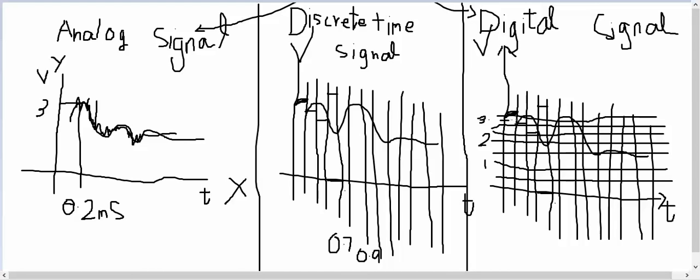So I hope that you understand why analog is not better than digital and why digital is considered better than analog. I hope that I have been able to solve your problem and your query.